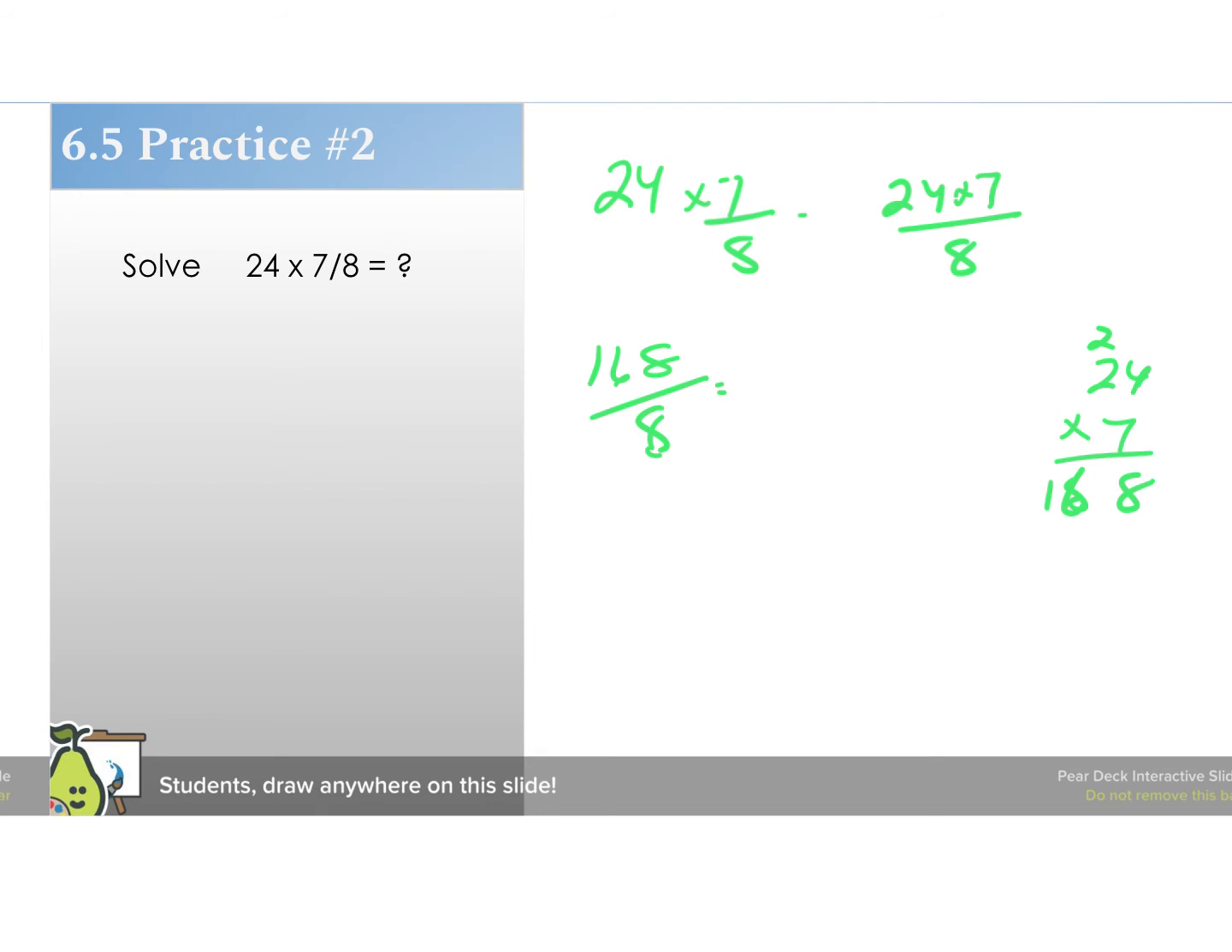And what would that be? 168 divided by 8 would be 20, with just the 0 left. Bring down the 8. 21.